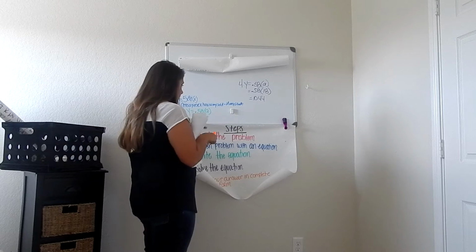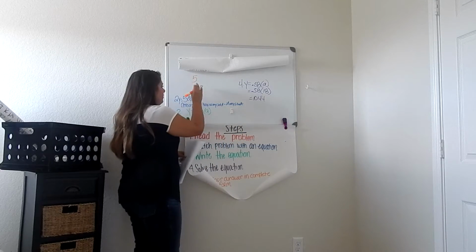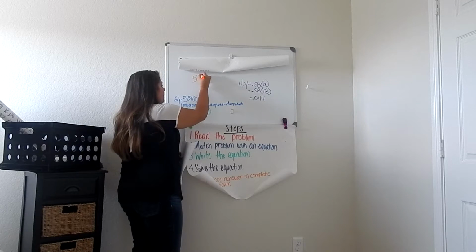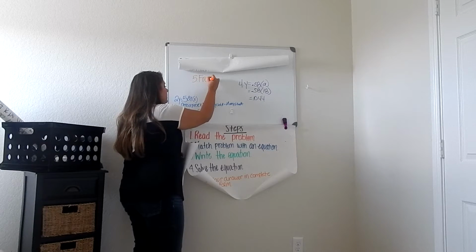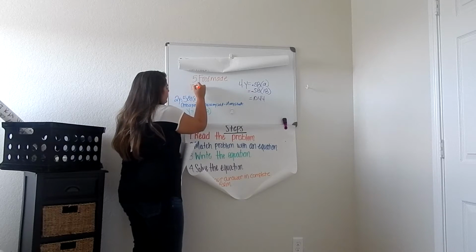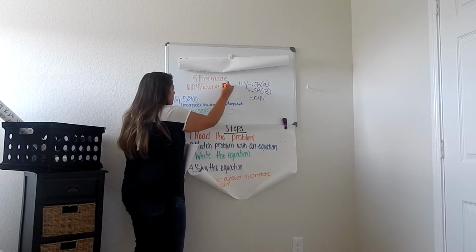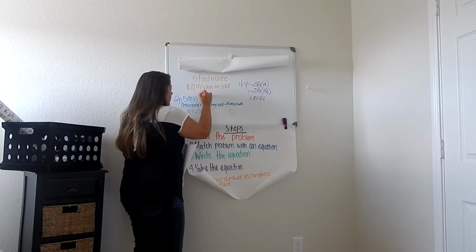Okay, so let's write it. Step 5. Okay, Fred made $10.44 when he sold 18 apples.